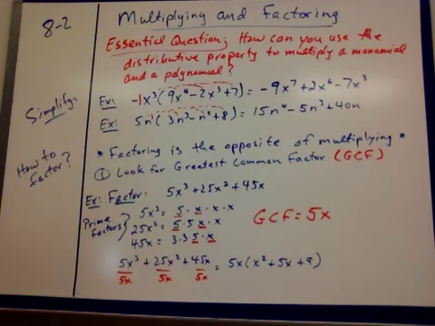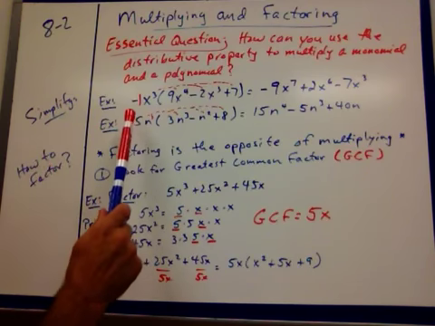8-2, multiplying and factoring. Our essential question is, how can you use the distributive property to multiply a monomial and a polynomial? Well, you're going to do all the things that we've been doing. The distributive property is the distributive property. You multiply the numbers like you multiply numbers out front and add exponents on like bases. So everything kind of comes together here.